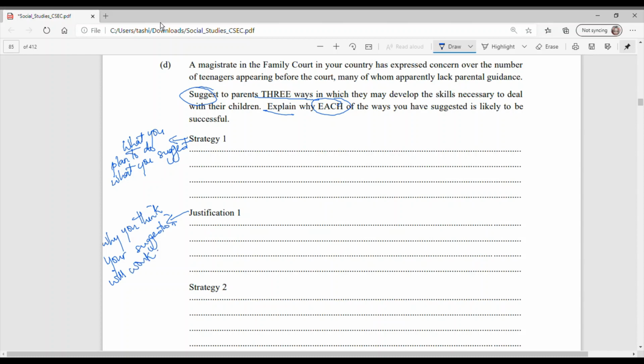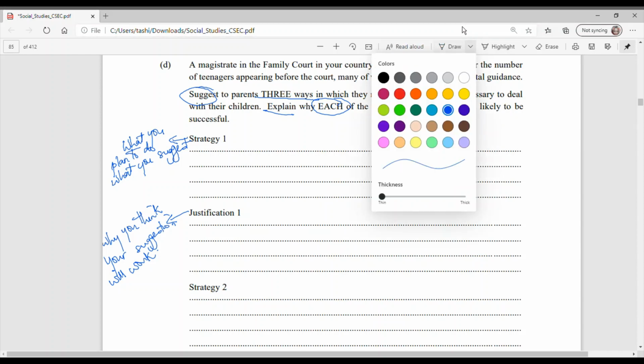So you're required to do these 2 things. You're going to write 3 ways that you think they can solve the problem. And then you're going to explain why you think each suggestion will work. So that is why it is separated this way. A lot of students tend to misinterpret what strategy means and what justification means. So now you know, I will just leave that in blue so that we don't confuse it with our answers.